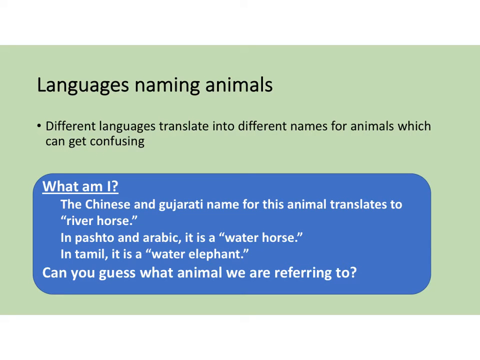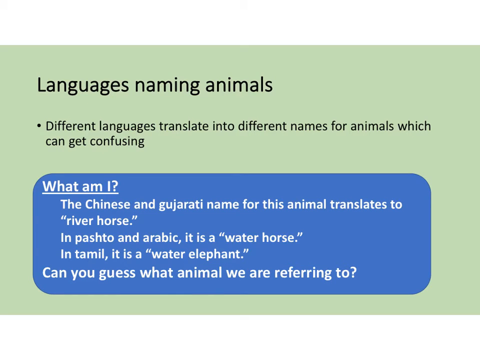We have to use this system because in different languages, the words they use for different animals can translate into very different things. This can get very confusing, so we have to use a system that everyone understands and everyone can use. So here's an example of different languages translating into different words.